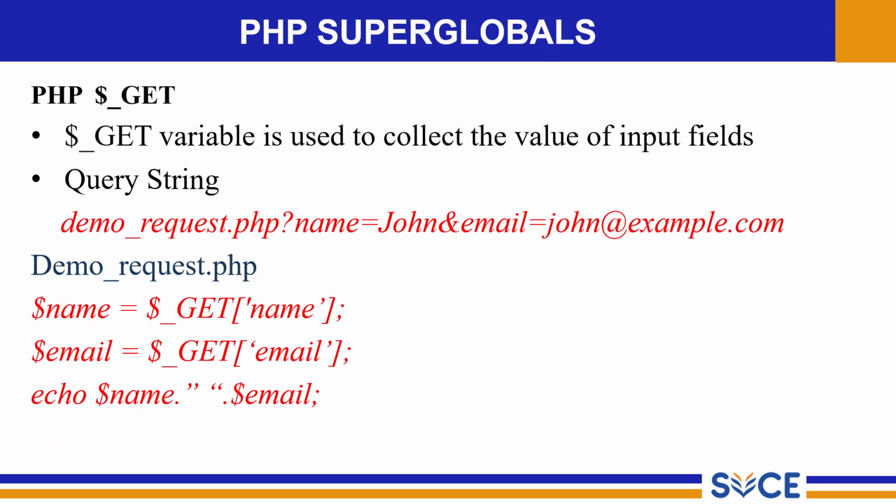The form fields are sent to the PHP file with your input as query strings. A sample of a query string is shown here. In the action file, we can use the GET variable to collect the value of the input fields by specifying the name as shown here. $_GET['name'] and $_GET['email'] have the values of the input fields of the HTML form, which are assigned to $name and $email, and then displayed through the echo statement.